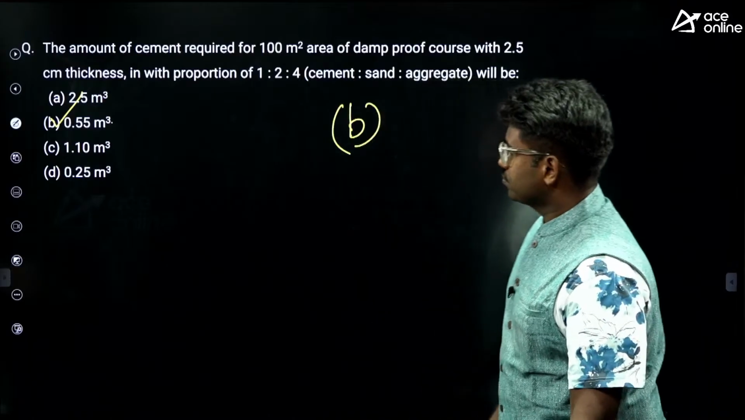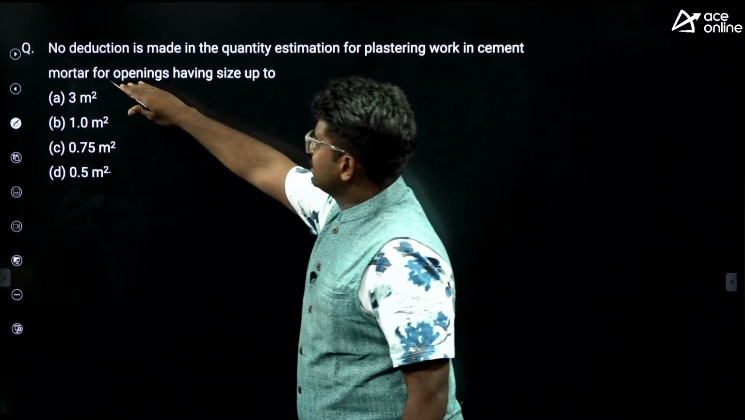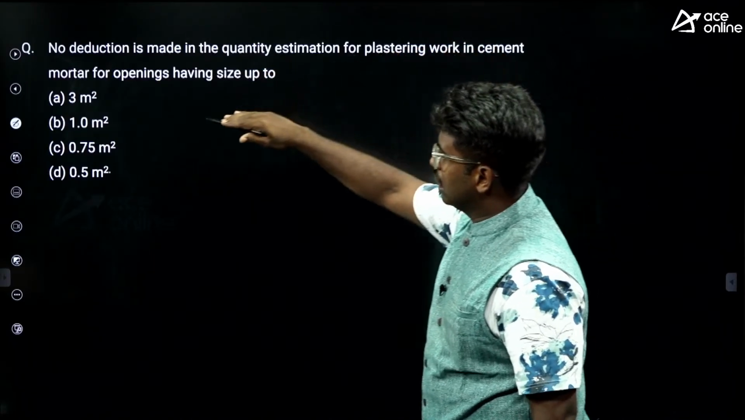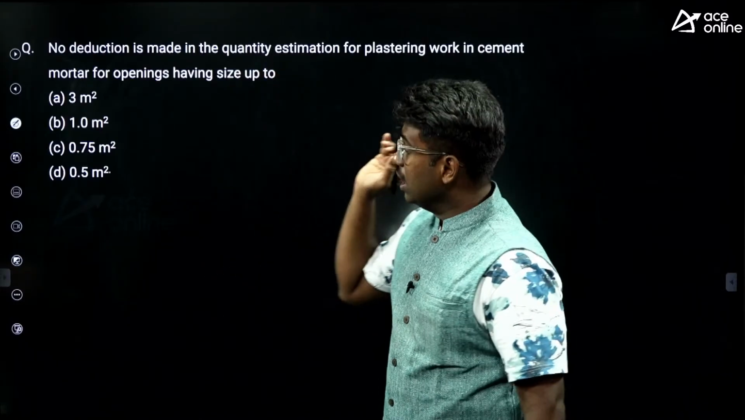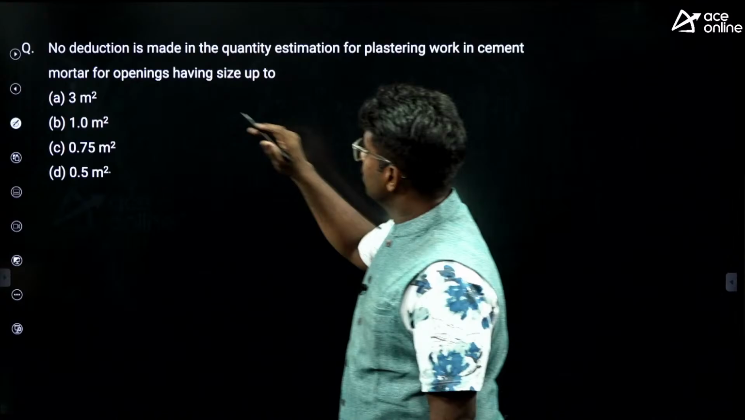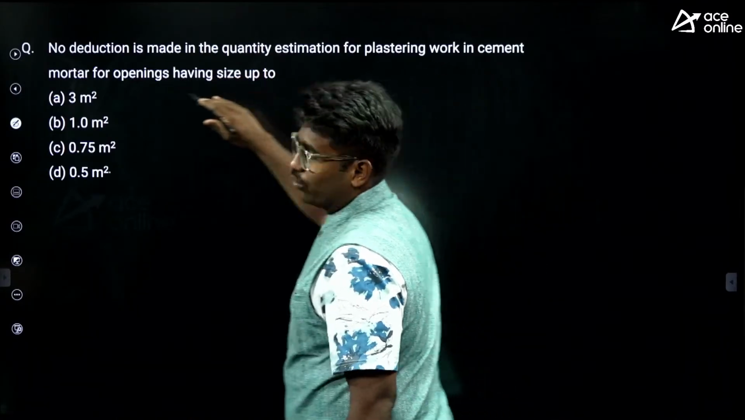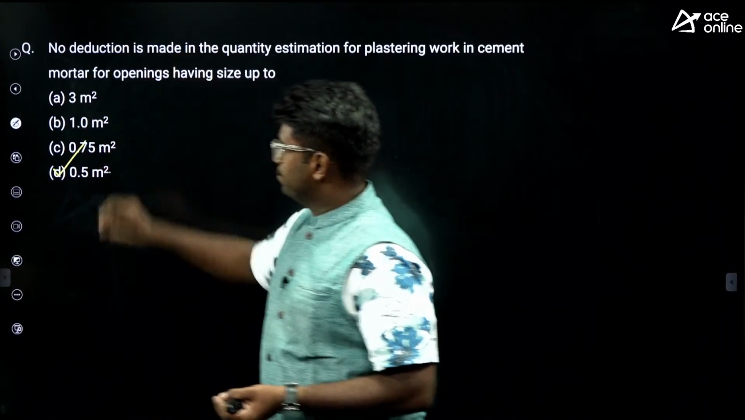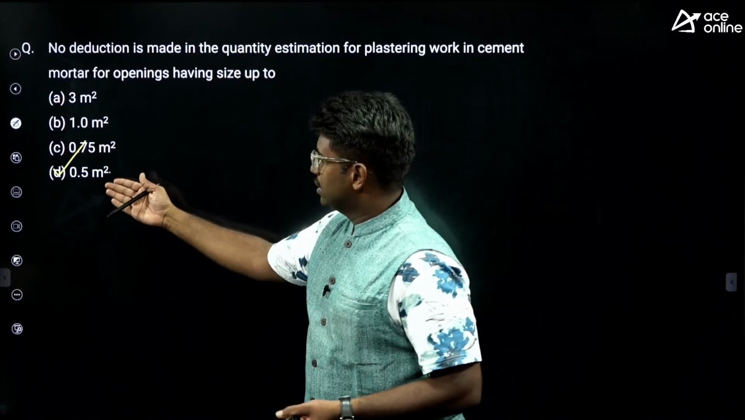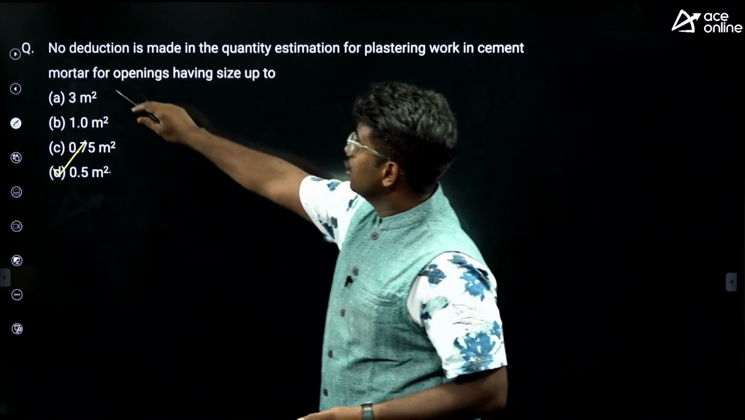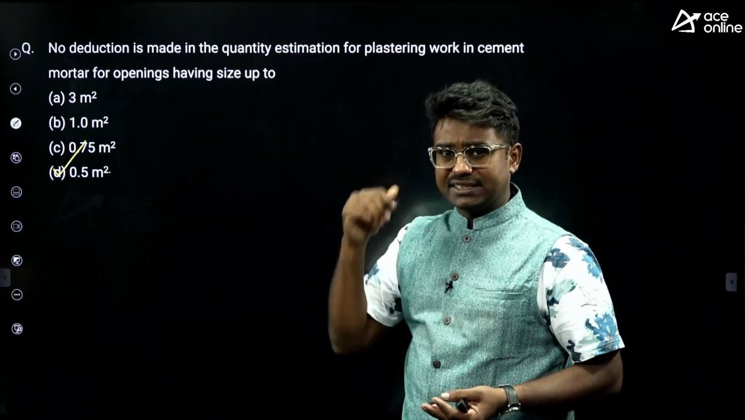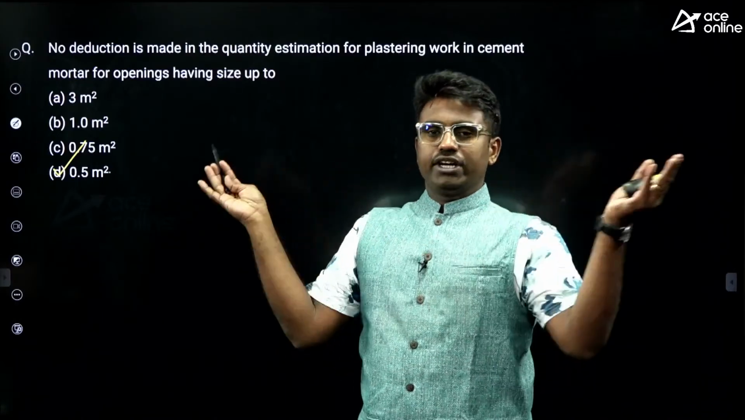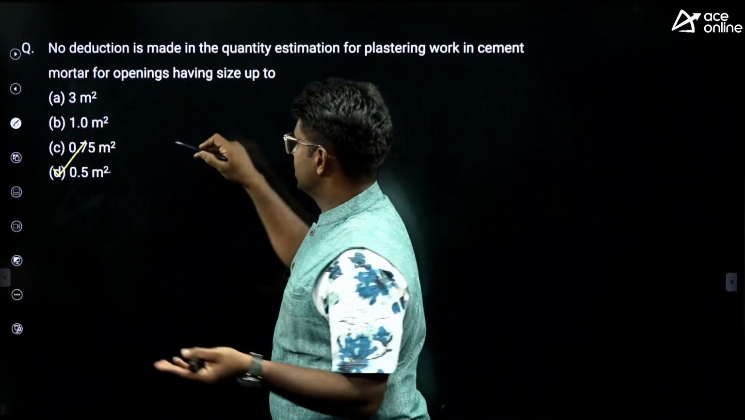Okay, fine. Next one. No deduction is made in the quantity estimation for plastering work in cement mortar for openings having size up to what? Plastering work for openings. Same question, but he has asked in a different way. It is 0.5. The least one is only this one when compared to all these. See, no deduction, as I have told you, three cases: case 1, case 2, case 3. Case 1, area less than 0.5, no deduction. That is the least one only. Answer is D.